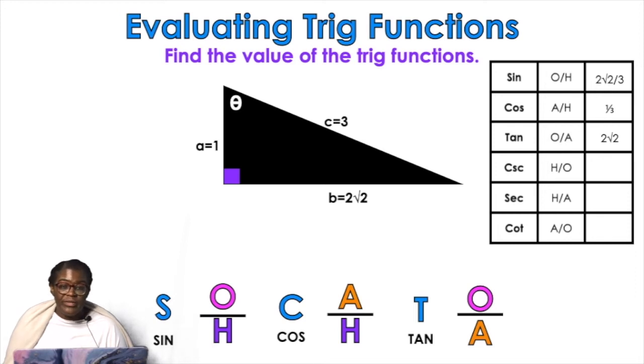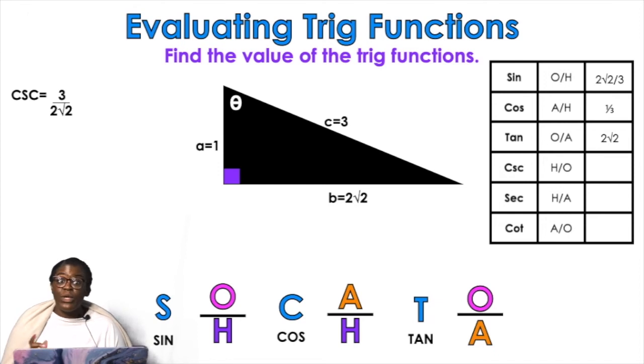(2 square root of 2 over 1), but 2 square root of 2 over 1 is just 2 square root of 2. Okay, so now that we did those, now we get a little bit tricky because we're doing the reciprocal. So the reciprocal of sine is cosecant, right? So my cosecant is going to be 3 over 2 square root of 2.